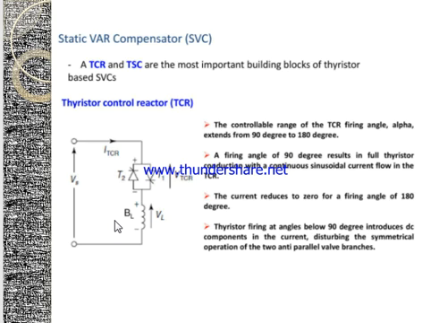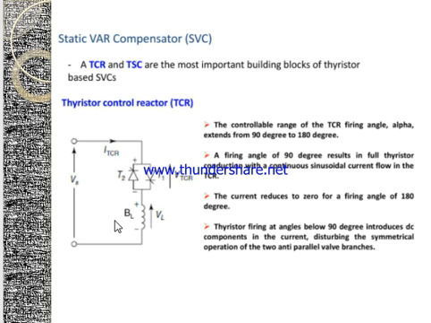Normally we have two thyristors connected back to back in parallel, and this is then connected in series with the reactor. This is what is called a thyristor controlled reactor. The controllable range of the TCR's firing angle alpha extends from 90 degrees to 180 degrees. A firing angle of 90 degrees results in full thyristor conduction with a continuous sinusoidal current flow in the TCR. The current reduces to zero for a firing angle of 180 degrees.